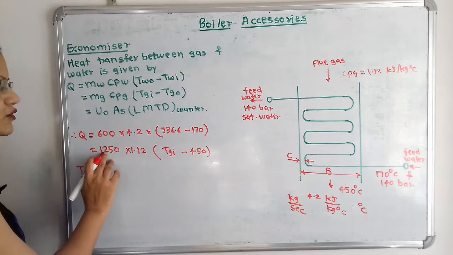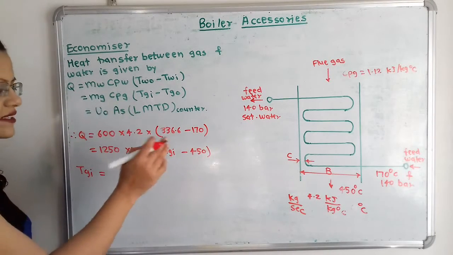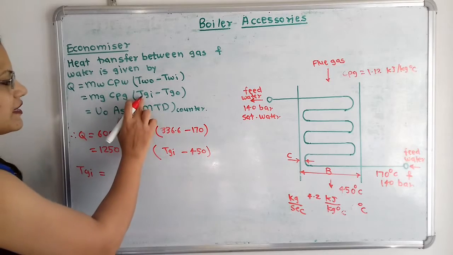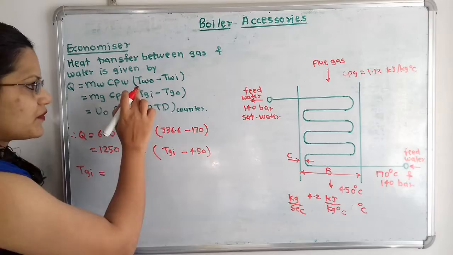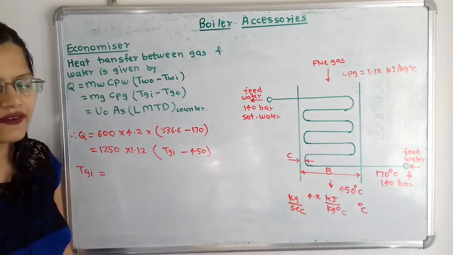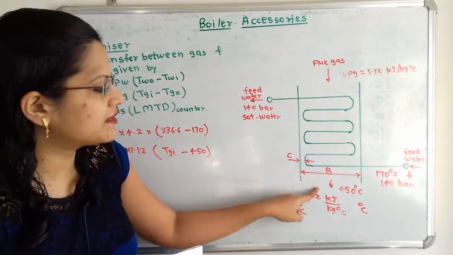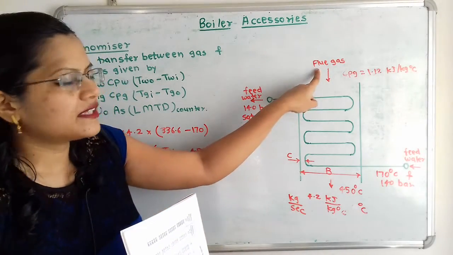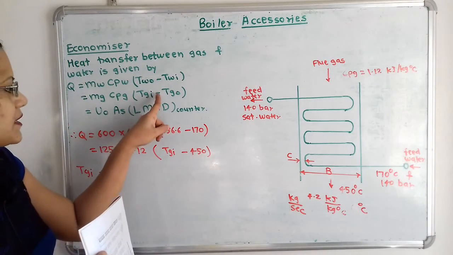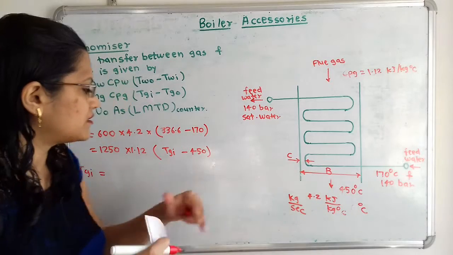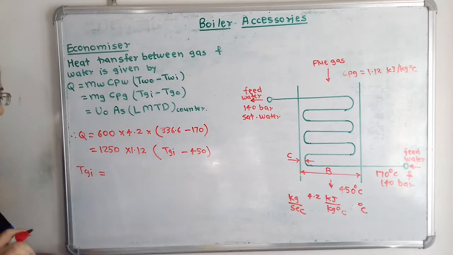So it is 1250. Then Cpg, that is the specific heat of gas, is also given as 1.12. Tgi minus Tgo. If we observe here, the inlet flue gas temperature is not given, but the outlet is given. When flue gas enters this duct, the temperature is higher here. So we first take inlet flue gas temperature minus outlet flue gas temperature, that is 450. Now we will solve this and find this Tgi.